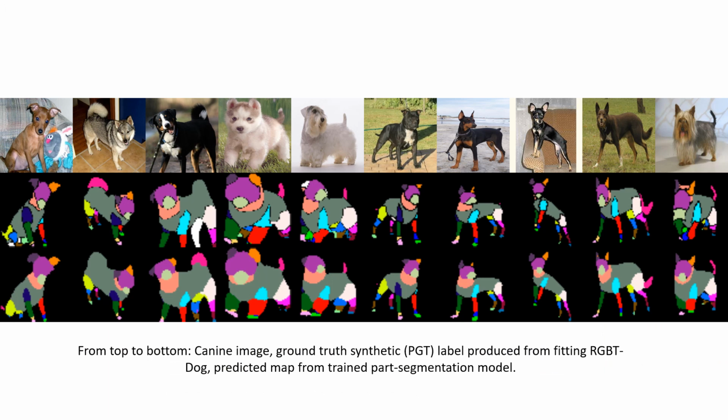These next two slides show results for part segmentation. We see that our trained part segmentation model can correct inaccuracies in the ground truth produced from fitting the model. This is most obvious in the third column from the left and the last column from the left, where the model has corrected the mistaken labels and filled in the unknown label with the correct labels.